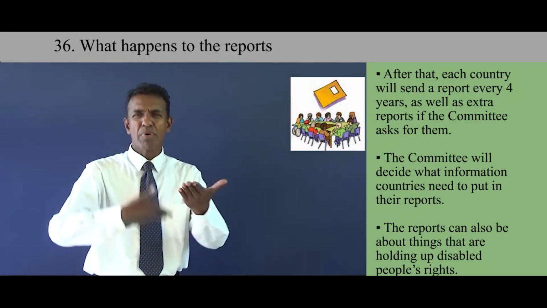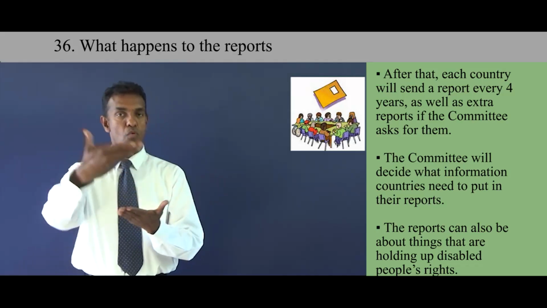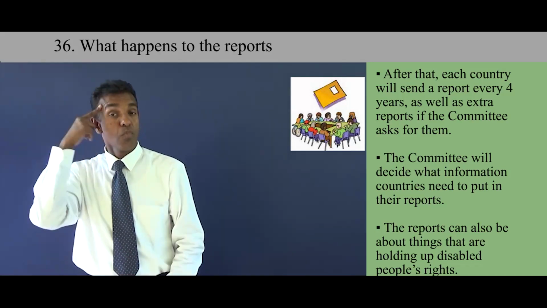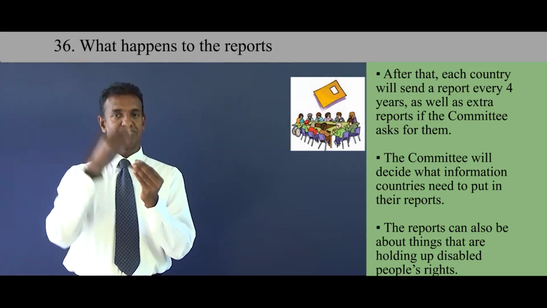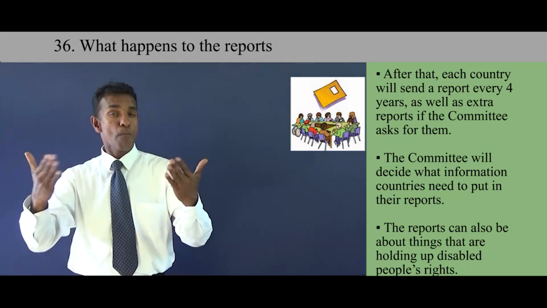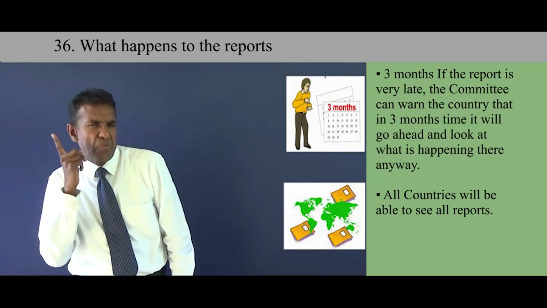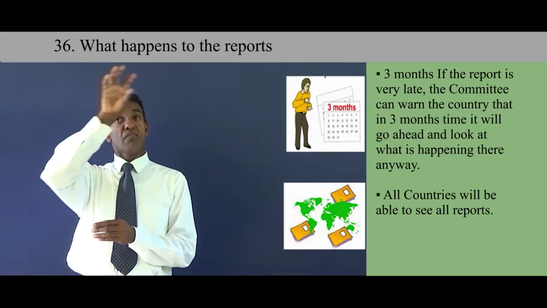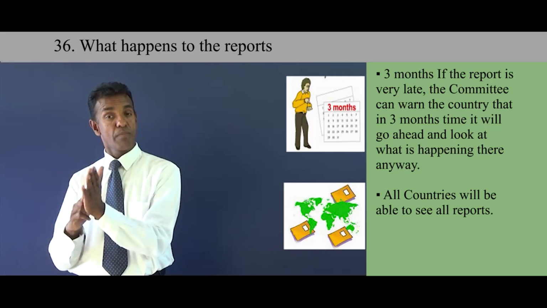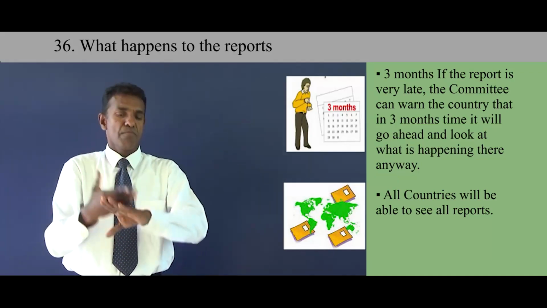What happens to the reports? The committee will look at the reports and give countries ideas and advice about what to do. They can also ask for more information. If the report is very late, the committee can warn the country that in 3 months' time it will go ahead and look at what is happening there anyway.